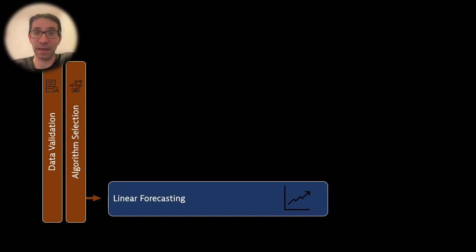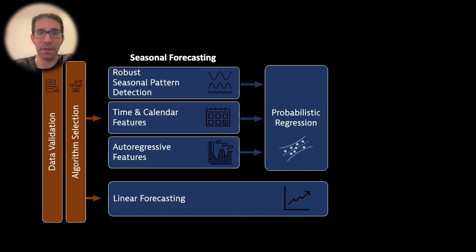Maybe we simply don't have enough data to tell, or maybe all other things simply fail. So that's kind of the fallback then. But the more common thing is that we do seasonal forecasting. What does that mean? We try to extract seasonal patterns from our data.